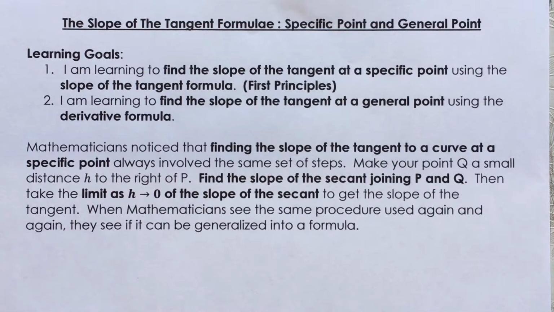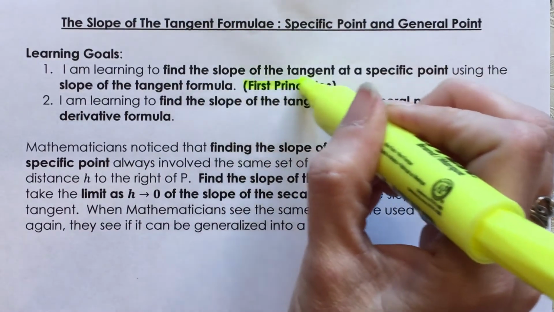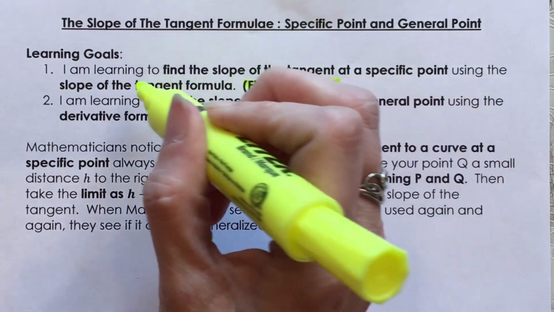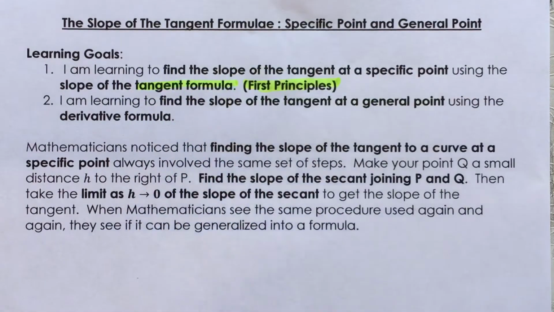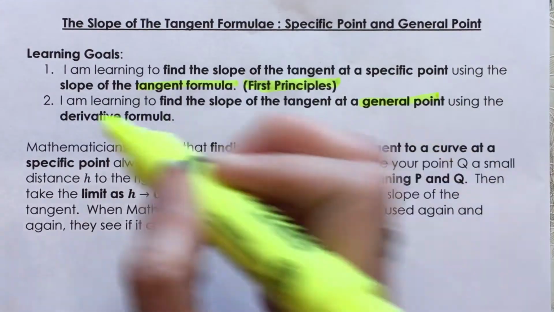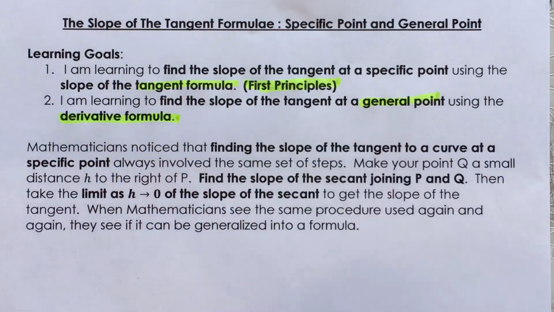So our learning goals are that we're learning to find the slope of the tangent at a specific point using the slope of the tangent formula, also called the first principles formula. So when it says solve by first principles, it'll be the formula that you want to use there. And we're also learning to find the slope of the tangent at a general point using the derivative formula, which we're going to learn today as well.